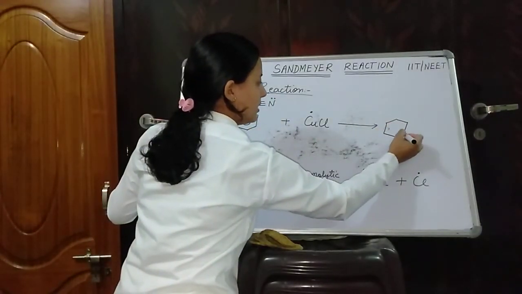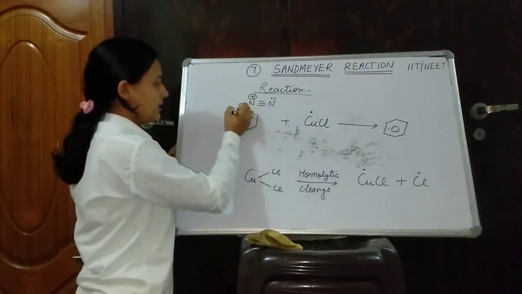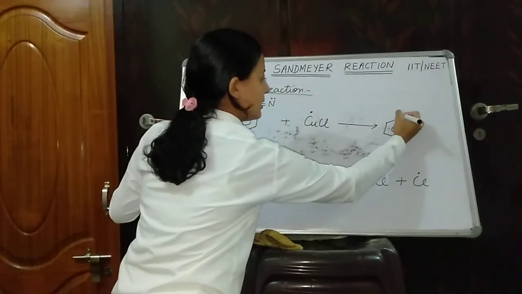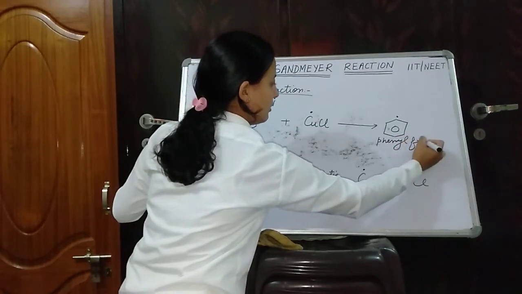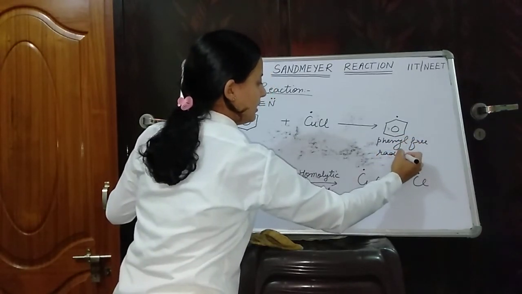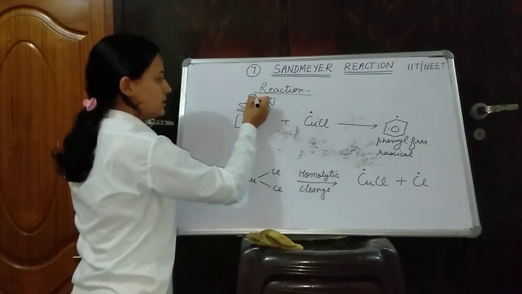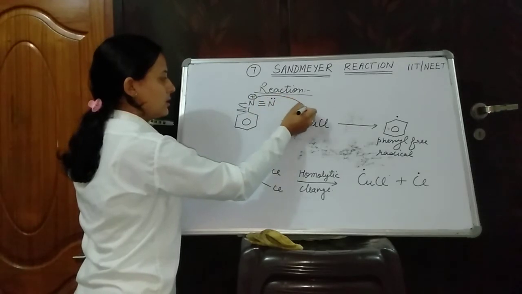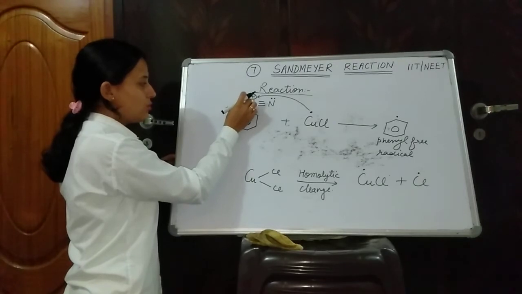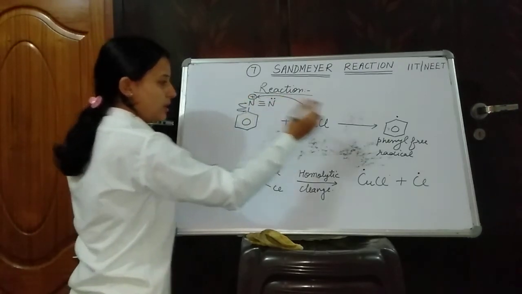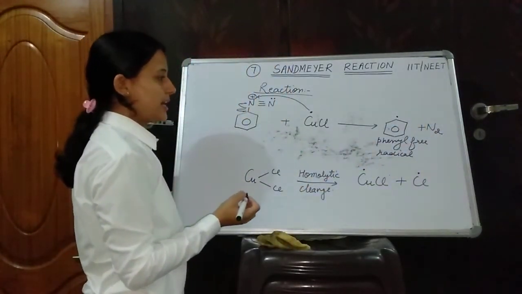Also here homolytic bond cleavage will take place. This radical formation generates the phenyl free radical. Phenyl free radical. As this electron goes to this electrophilic center, and one electron from this bond, 2 electrons come to this nitrogen atom, and generation of nitrogen as your side product.